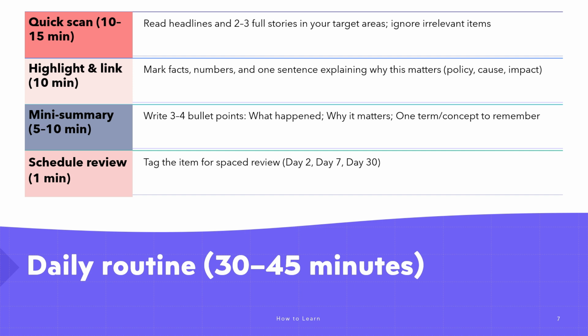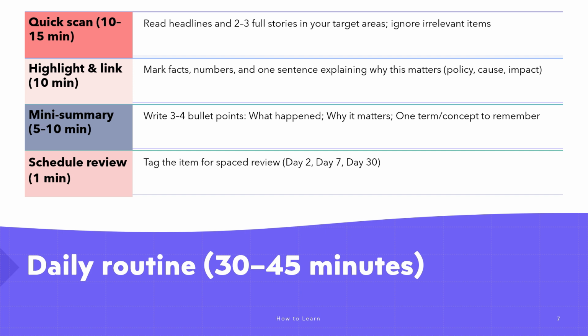Daily routine, 30 to 45 minutes. Quick scan, 10 to 15 minutes. Read headlines and 2 to 3 full stories in your target areas, ignore irrelevant items. Highlight and link, 10 minutes. Mark facts, numbers, and 1 sentence explaining why this matters: policy, cause, impact.